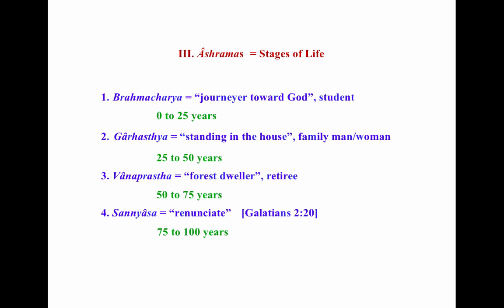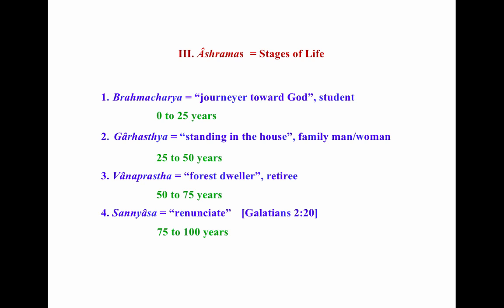Second stage is the stage of the garhastha, which means literally standing in the house. This is a family man or a family woman, somebody who's gotten married, has some kids, is now involved in making a living, is probably more focused now on the Dharma goal of doing service to others. And you're in that stage of life, they say, for another 25 years until you're about 50 years old.